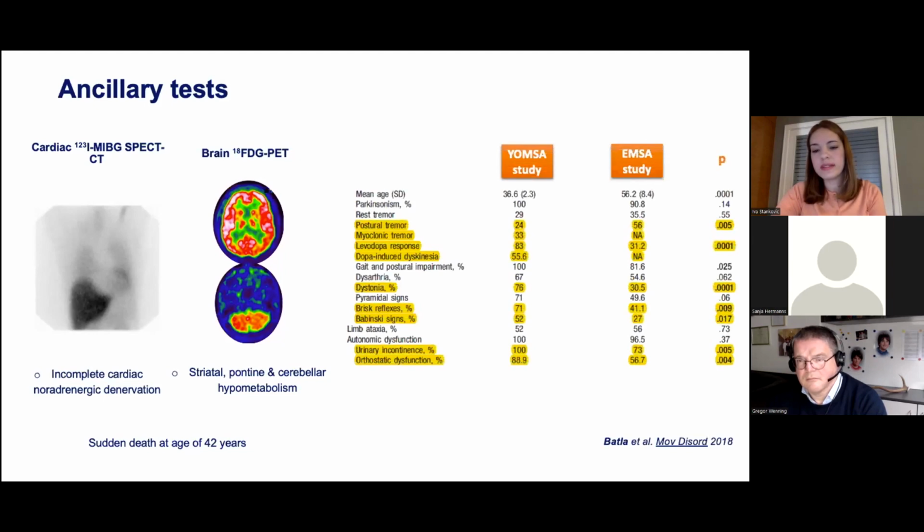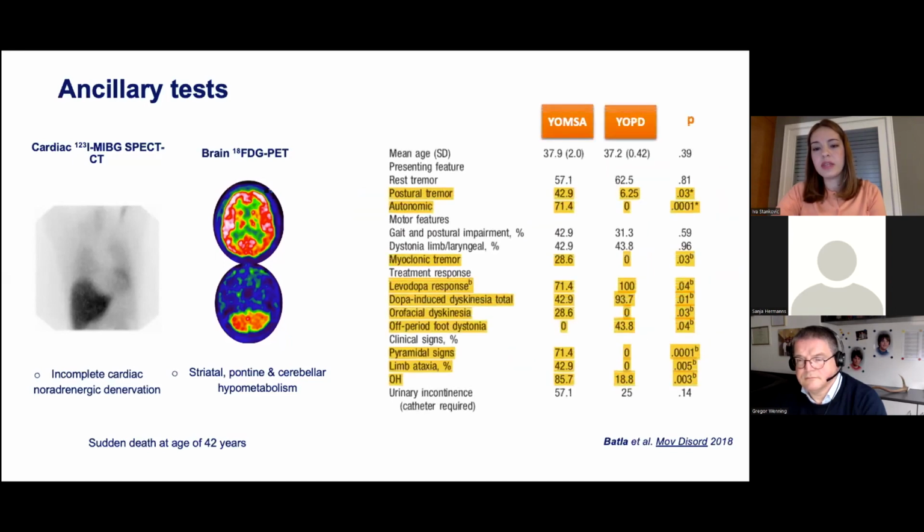Colleagues from Queen Square conducted this very nice study with young onset MSA patients, and when these patients were compared to the patients from the European MSA study, it was shown that these patients had better levodopa response, more dopa-induced dyskinesia, more frequent dystonia, and brisk reflexes.